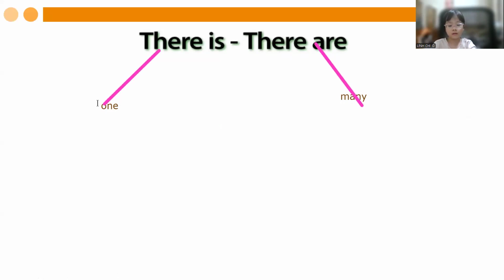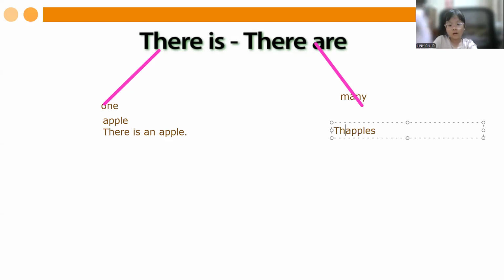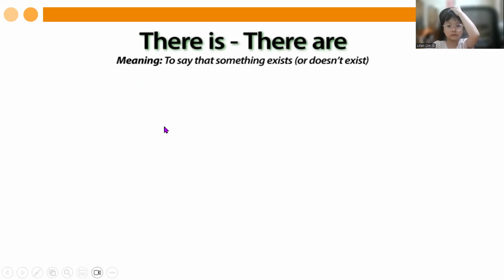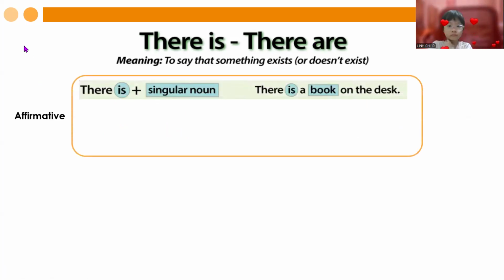So if I say apple, then that is there is. Example, there is an apple. But if I say apple with S, then I say there are apples. All right, Mary? Great. So we use there is if it is singular. That means one. And we use there are if it's plural. That means many. Is that clear? Very good, Mary.